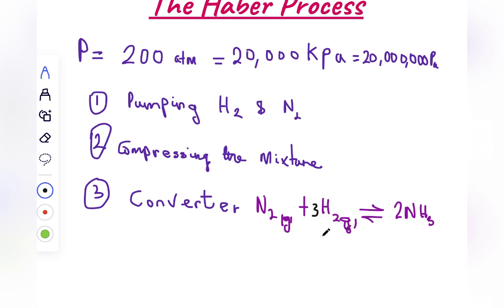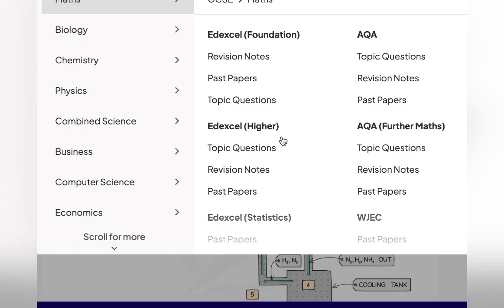So this is what is happening. What favors the forward reaction, and what favors the backward reaction? We're going to talk about these conditions. So in the converter, these two gases are converted to produce ammonia. We take a look at it as it's happening.